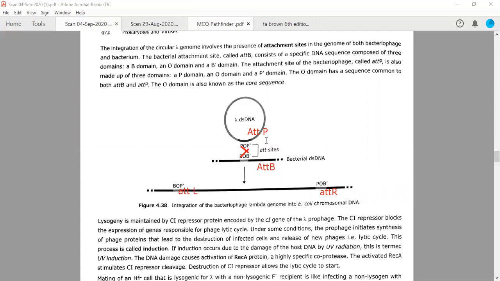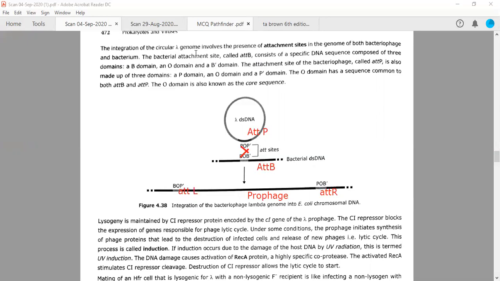So now you will see there are four attachment sites: attachment site P for the phage, B for the bacteria, L because it is present on the left-hand side, and R because it is present on the right-hand side. So finally it will be integrated, and this particular segment is called the prophage, and the bacterium which has this prophage is called a lysogen. So this is not S, this is G. Okay, so please correct this. Prophage is the integrated version of the viral chromosome or genome in the bacterial genome.